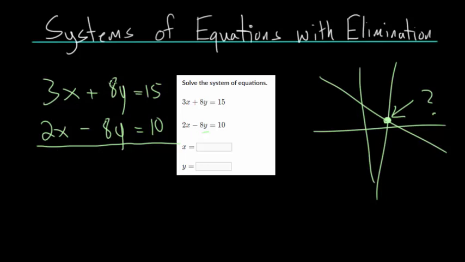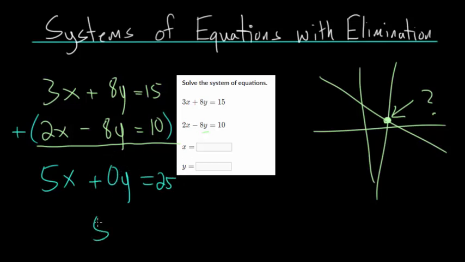So notice that the coefficients on y in these equations are opposite. So if I were to, let's say, add the second equation to the first one, then we line them up by column. So 3x plus 2x, that's just 5x. And here we'd have 8y plus negative 8y, or 8y minus 8y, which would be 0y. And 15 plus 10 would be 25. And notice we have eliminated the y variable, because 0 times anything is 0. And so we have an equation with just x in it. So we can divide by 5 and find that x is 5.